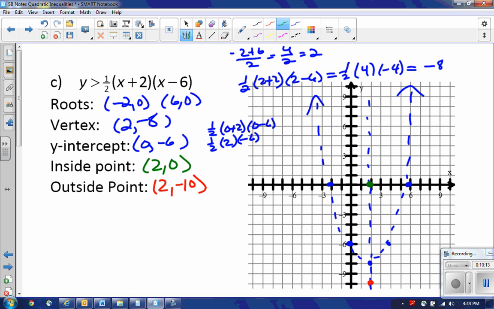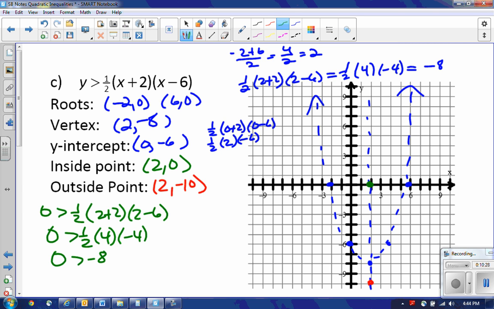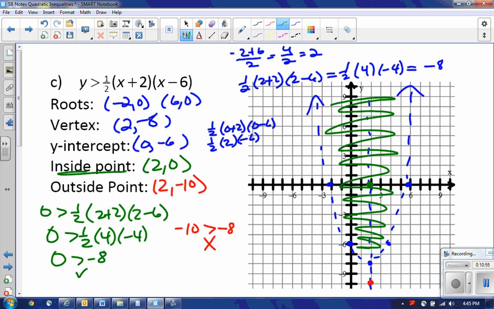So testing inside, I'm going to have 0 is greater than 1/2 times (2 plus 2) times (2 minus 6). That's 1/2 times 4 times negative 4, which would be negative 8. 0 is greater than negative 8, so this is looking good, but let's test our outside point just to be sure. This time my y value is negative 10, and since I used the same x value, I know that this side's going to be working out to negative 8. Negative 10 is not larger than negative 8, so I will be shading inside my parabola, and my answer is going to look like this.